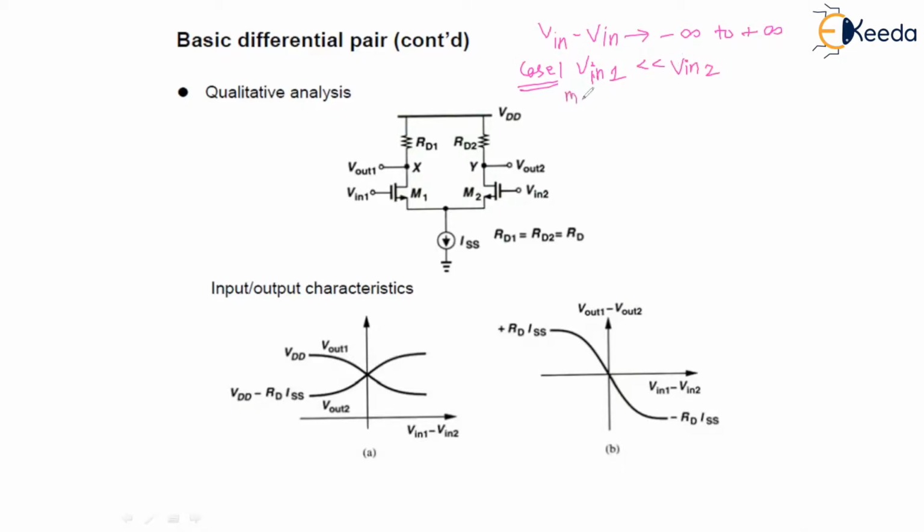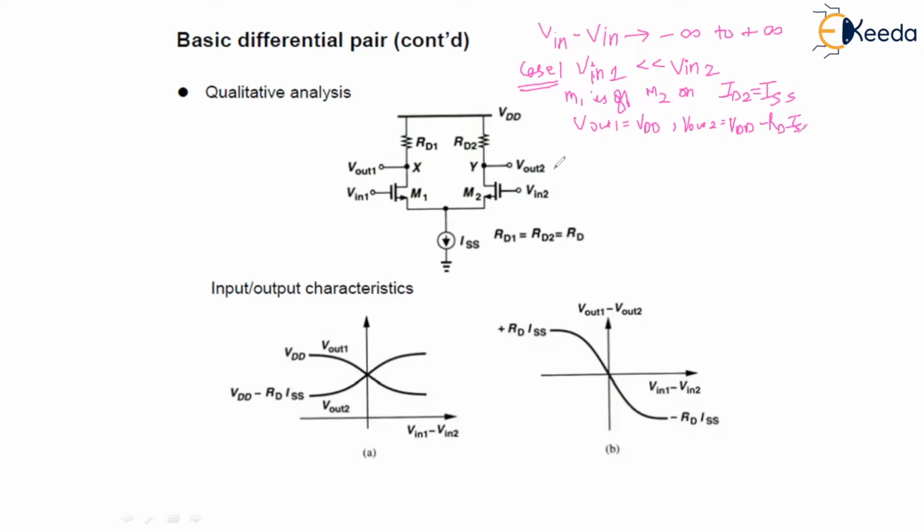then M1 will be off and M2 is on, while the current ID2 will flow in this branch. The current ISS will flow in ID2, the transistor 2, so ID2 will be equal to ISS. Vout1 will be equal to VDD, while Vout2 will be equal to VDD minus RD ISS.